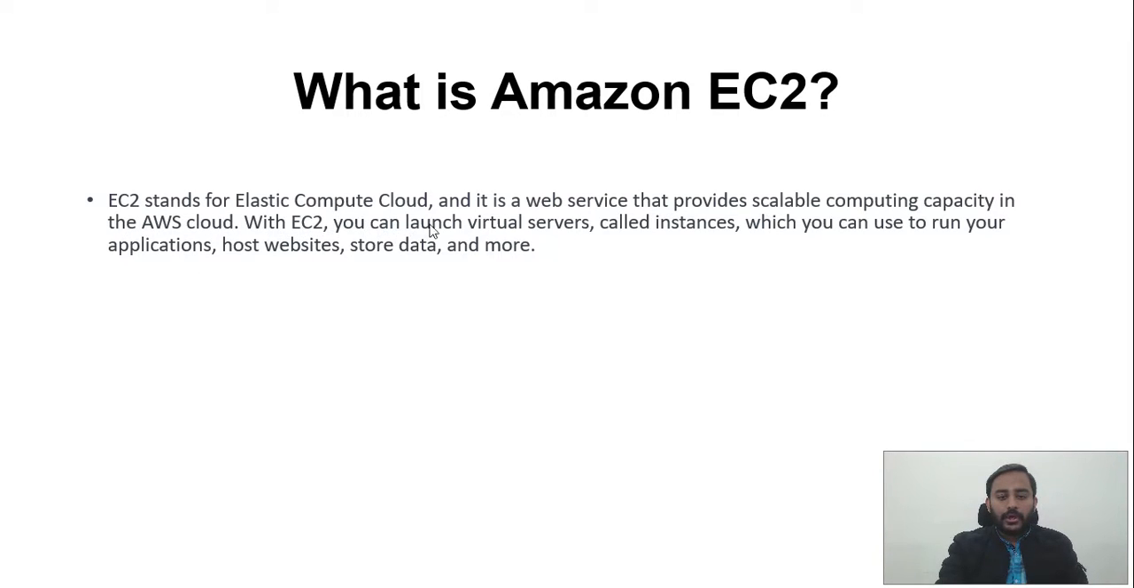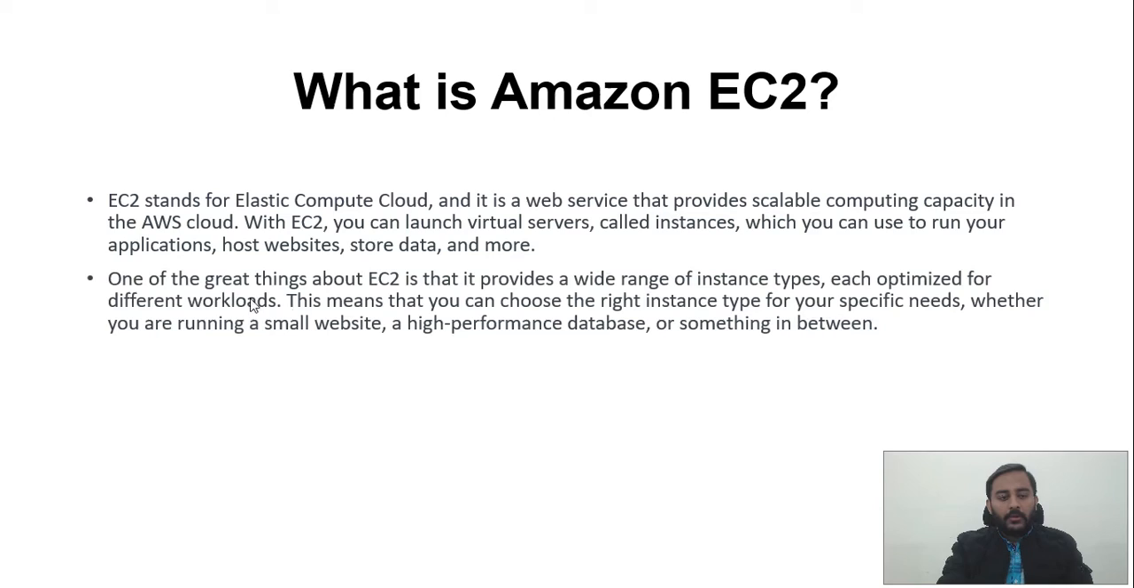With EC2 you can launch virtual servers called instances which you can use to run your applications, host websites, store data and more. One of the great things about EC2 is that it provides a wide range of instance types, each optimized for different workloads. This means that you can choose the right instance type for your specific needs, whether you are running a small website, a high performance database, or something in between.